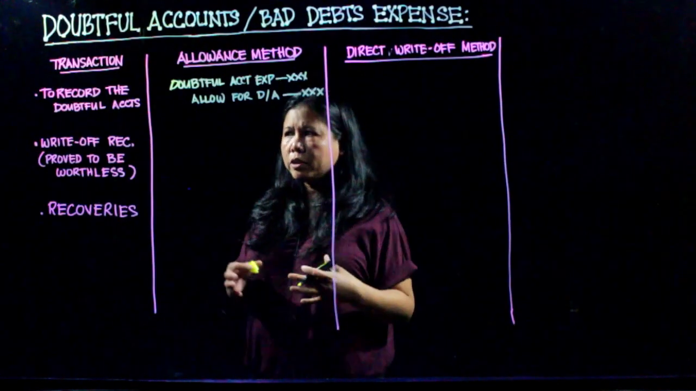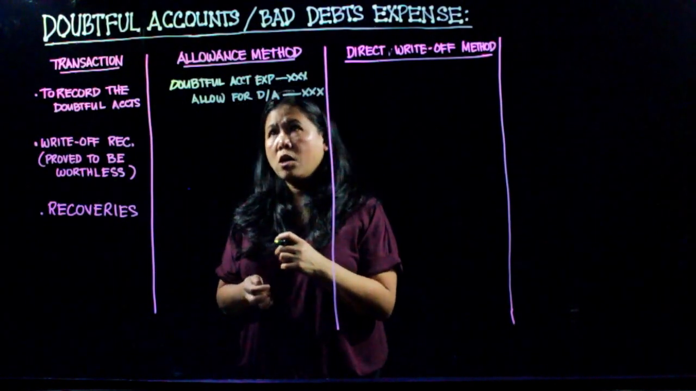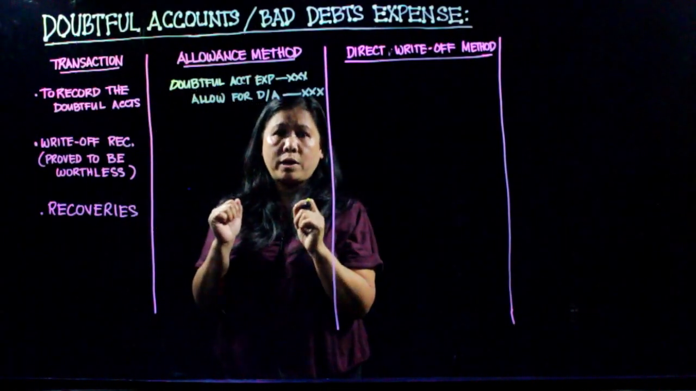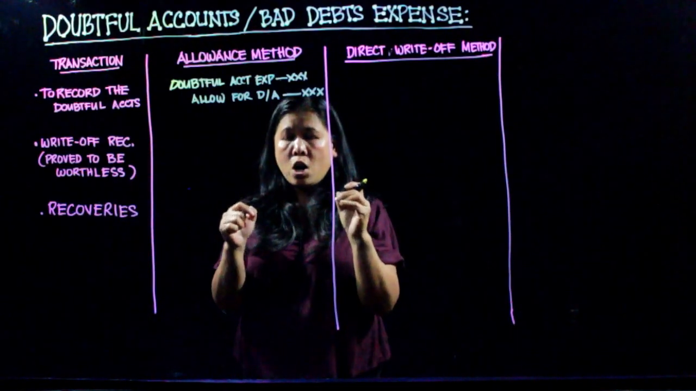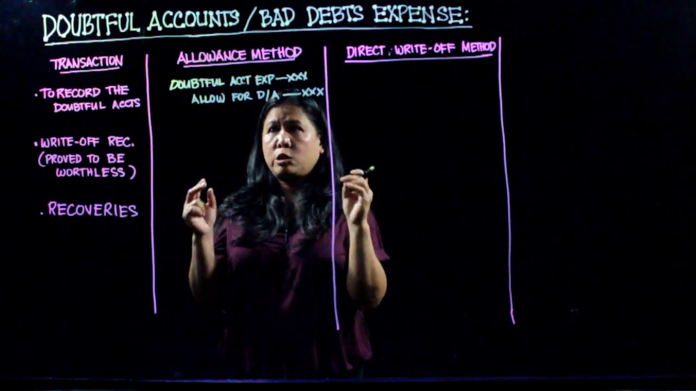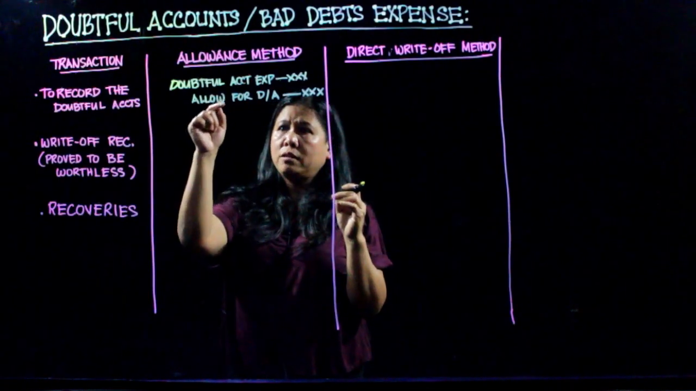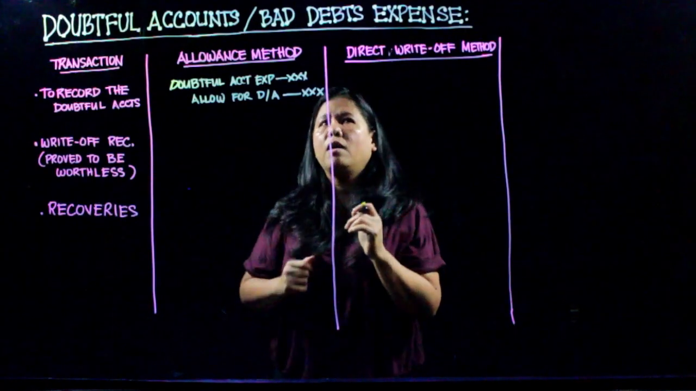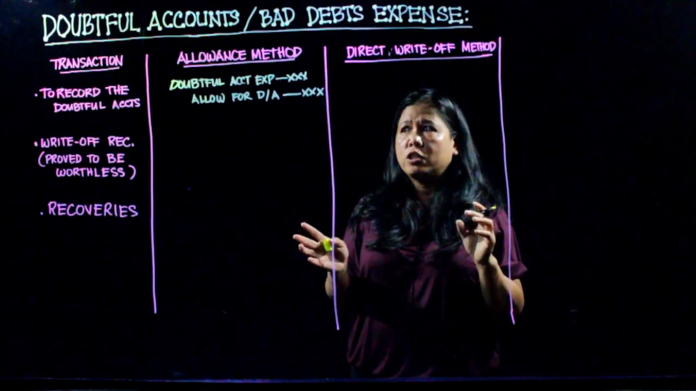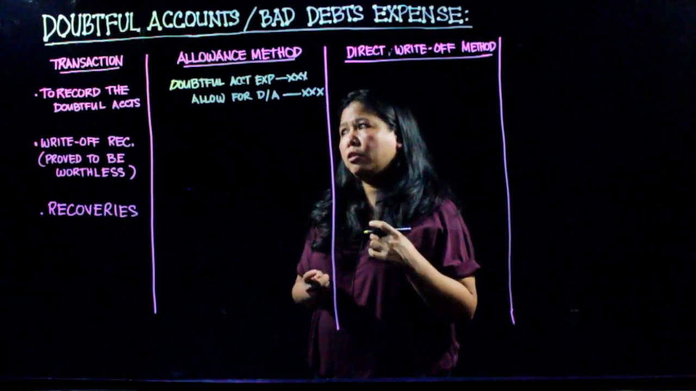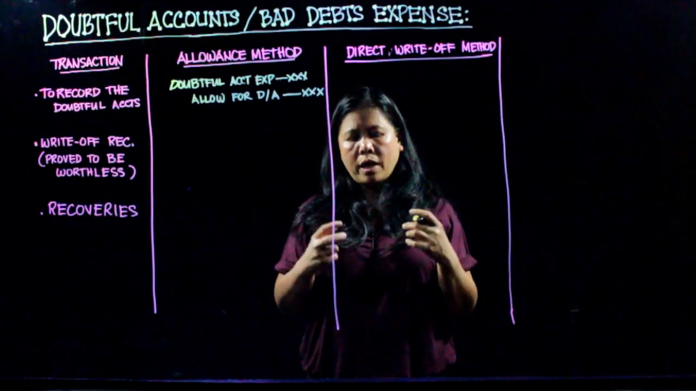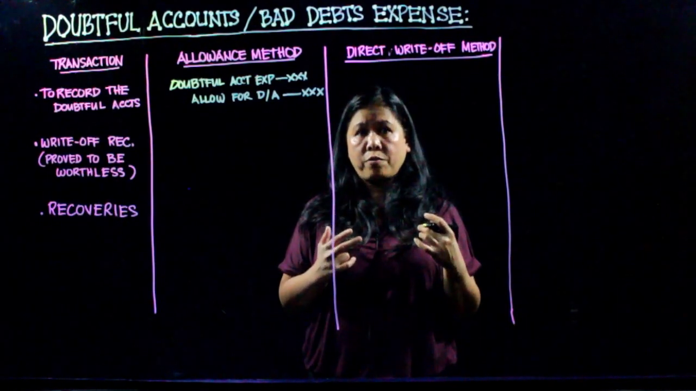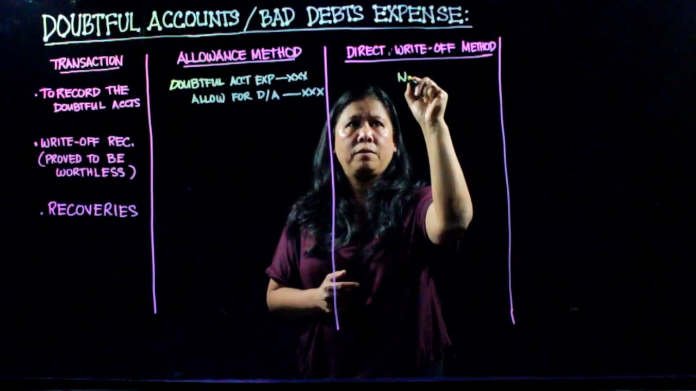All right, to record the doubtful accounts expense under the allowance method, we debit doubtful accounts expense and credit allowance for doubtful accounts. We can also use bad debts expense, so debit bad debts expense and credit allowance for bad debts. All right, under the direct write-off method, we don't have an entry to record if the collectability of the accounts is only doubtful.